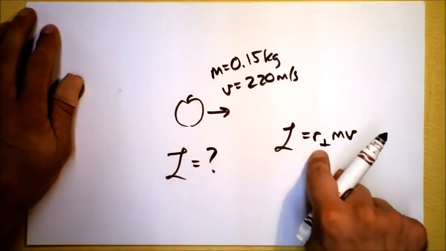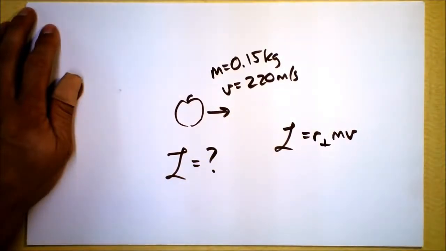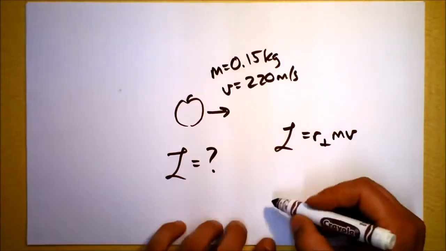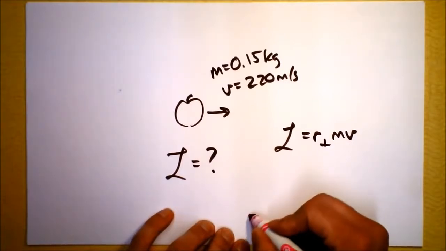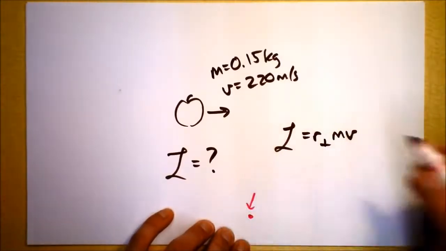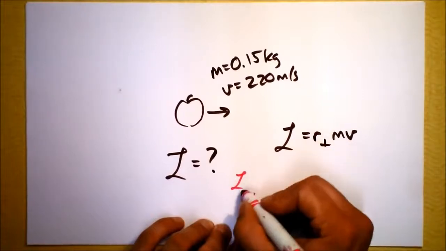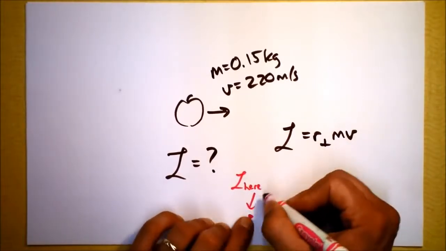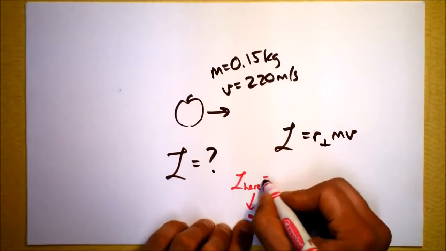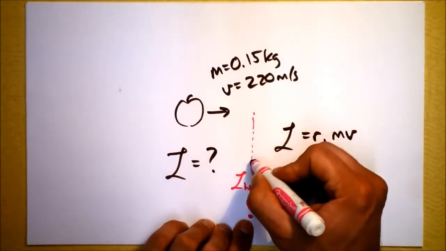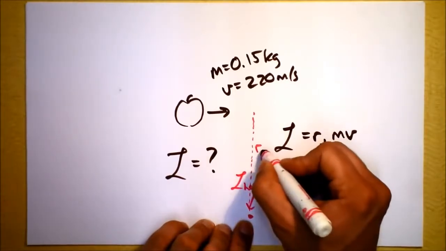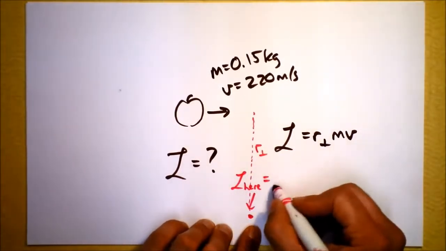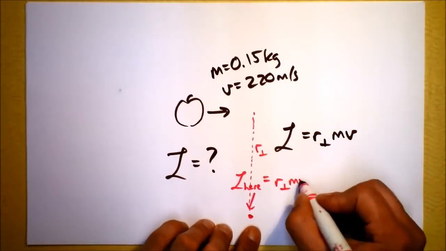Notice that angular momentum cannot be defined unless we have an axis of rotation. So I could put my axis of rotation over here. Let's do that in pink. And I'm just going to write L for here. The angular momentum, if the axis is here, depends on this distance, where I'm going to call that r perp. That would be r perp times m times v.